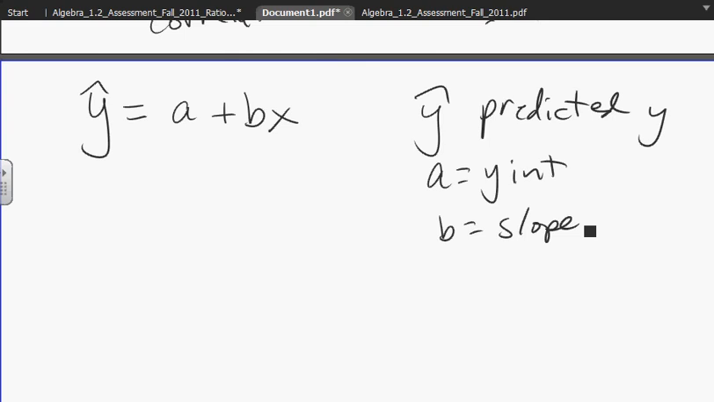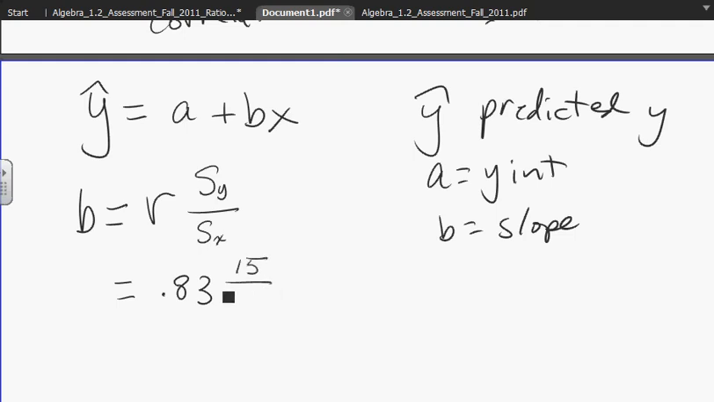Okay. So let me go first with the slope calculation. The slope of this line will be the r number we calculated times the standard deviation of that y list divided by the standard deviation of that x list. R was 0.83. Standard deviation of the y list was 15. Standard deviation of the x list was 216. So now find the slope for me.